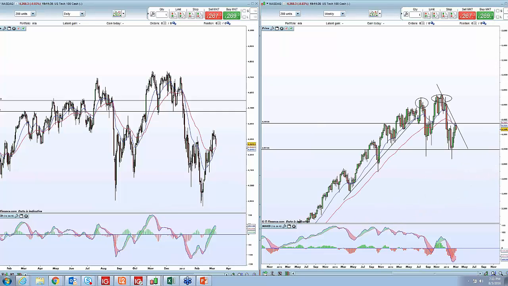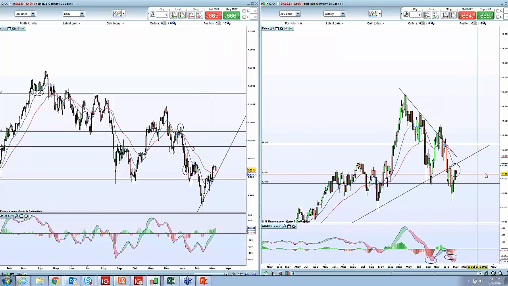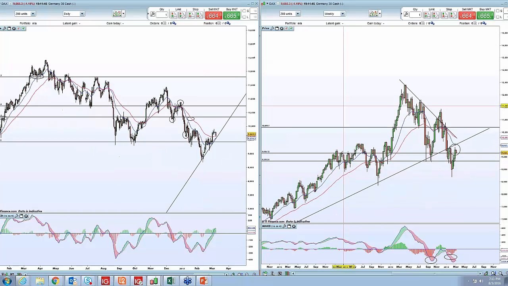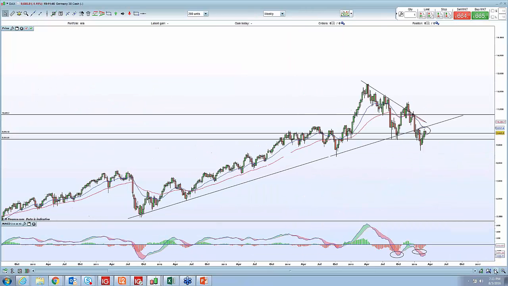Moving on to Europe, let's look at the DAX. If you have any questions, please shout out. Look at the DAX on the weekly chart. The DAX looks a bit more bearish than the Dow Jones, NASDAQ or S&P.